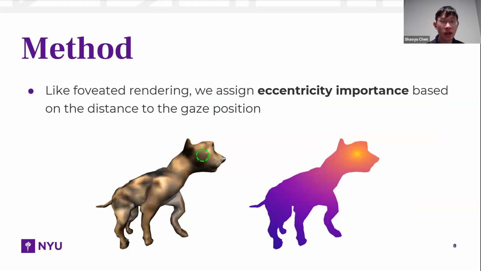Like foveated rendering, we assign eccentricity importance to each pixel based on its distance to the gaze position. For example, if the user is looking at the hair of the leopard, the eccentricity importance will look like this, with brighter color indicating higher importance.